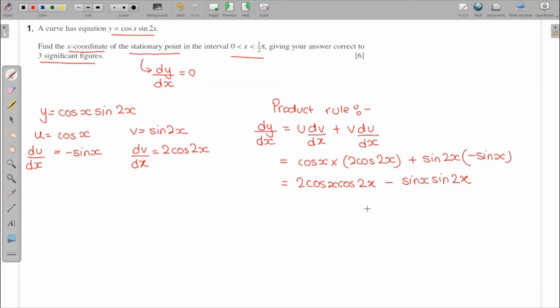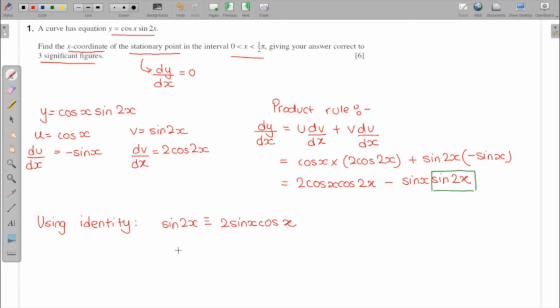Next, what we have to do is we have to use some identities. So the first identity that I'm going to use, that is sine 2x is equal to 2 sine x cos x. So using identity sine 2x is 2 sine x cos x. So what I'm going to do is I'm going to substitute this part with this equation. Okay, so let's do that.